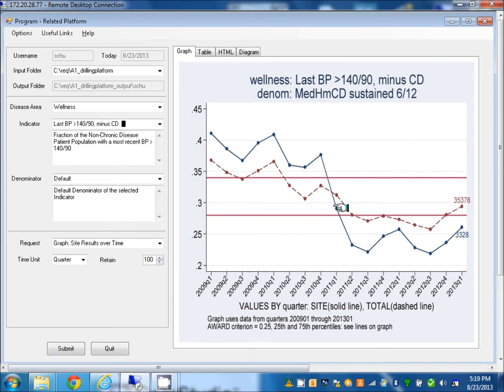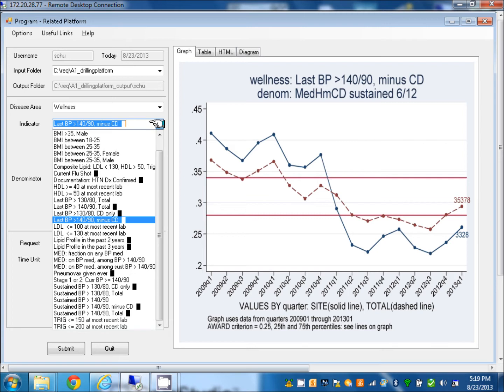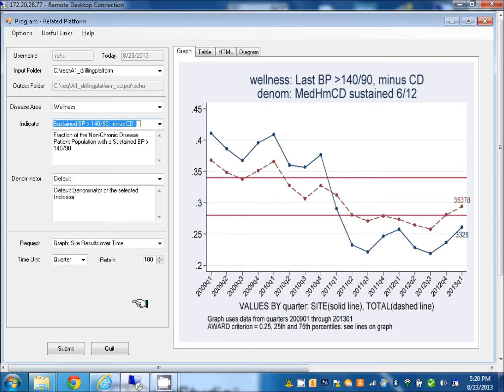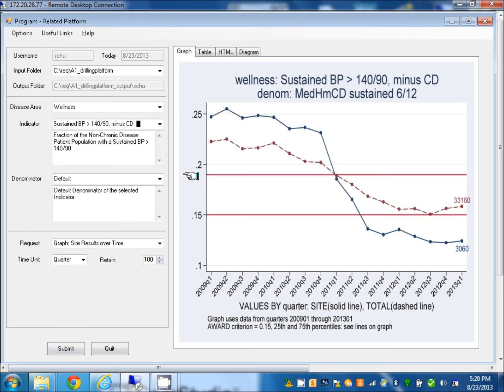The declining levels imply improved blood pressure control. Closely related is the measure showing the fraction of patients with blood pressure sustained above 140/90, meaning they have 2 consecutive clinic visit blood pressures above 140/90. This measure also shows improved blood pressure control.